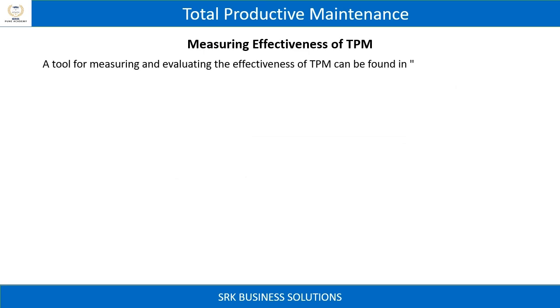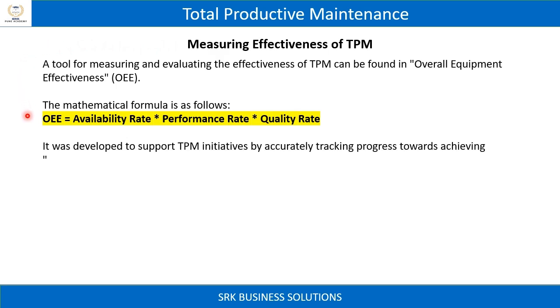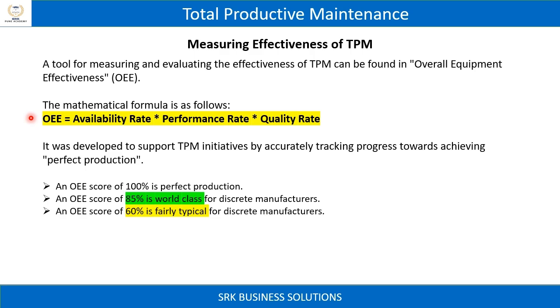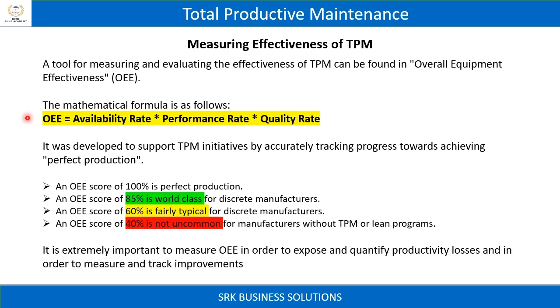Now we will understand measuring effectiveness of TPM. A tool for measuring and evaluating the effectiveness of TPM can be found in Overall Equipment Effectiveness, OEE. The mathematical formula is as follows. OEE is equal to availability rate times performance rate times quality rate. It was developed to support TPM initiatives by accurately tracking progress towards achieving perfect production.